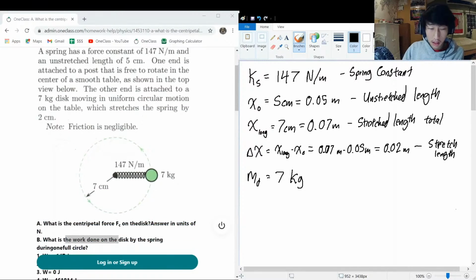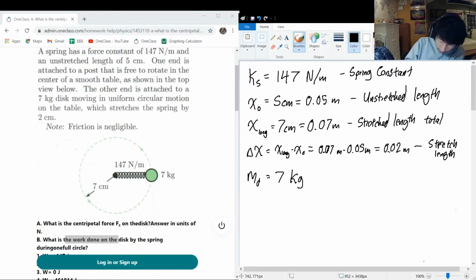Okay, so the first question is asking us, what is the centripetal force on the disk? Now, the centripetal force is what causes the disk to stay in its circular path. If that centripetal force were to suddenly disappear, the disk would immediately stop following the circular path and would just keep following the current direction that it was following. So, yeah, the centripetal force in this case all comes from the spring.